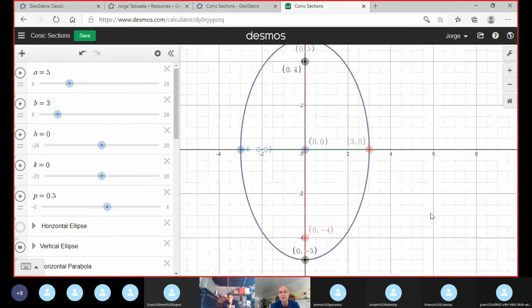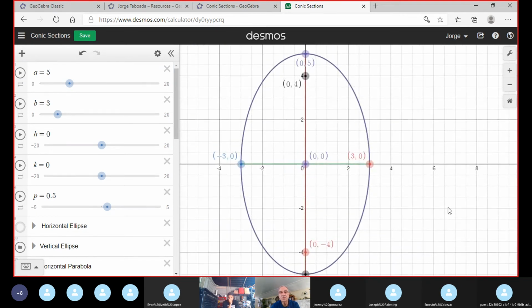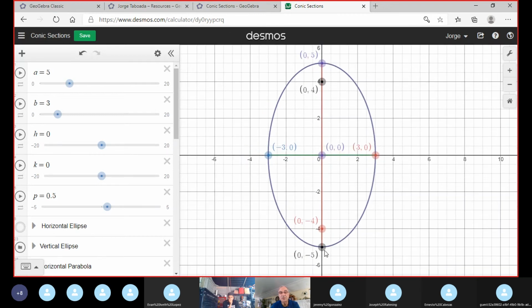Boom. And look at that, important points. Let me summarize. Center (0,0), vertex (0,5) and (0,-5), endpoints of the minor axis (3,0) and (-3,0), and the foci are located at the points (0,4) and (0,-4). Super. We are the best at Miami-Dade College.